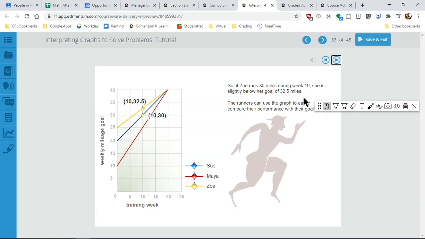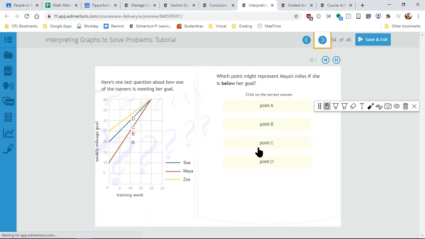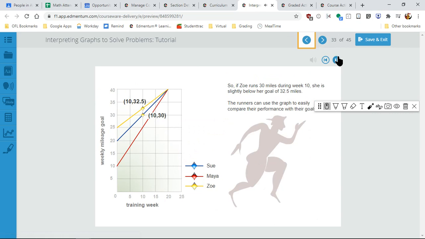Now it's expressing how far Zoe needs to be. They're literally doing what I just did right now. So I'm just going to skip this slide because it literally shows I go to 10, 30. Oh, she's below her goal. It literally shows you the answer afterwards. I was thinking that too. I was like, these people are really buff runners, apparently.